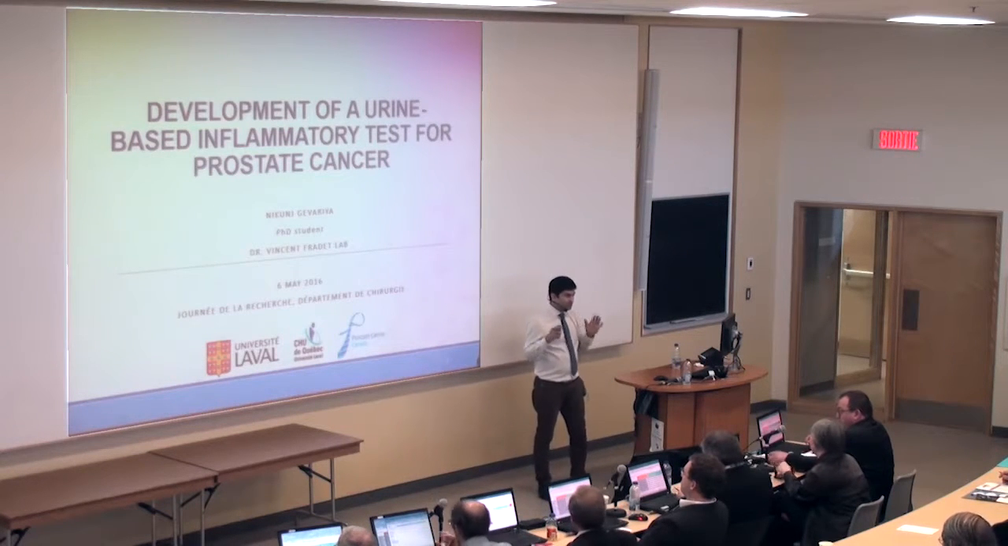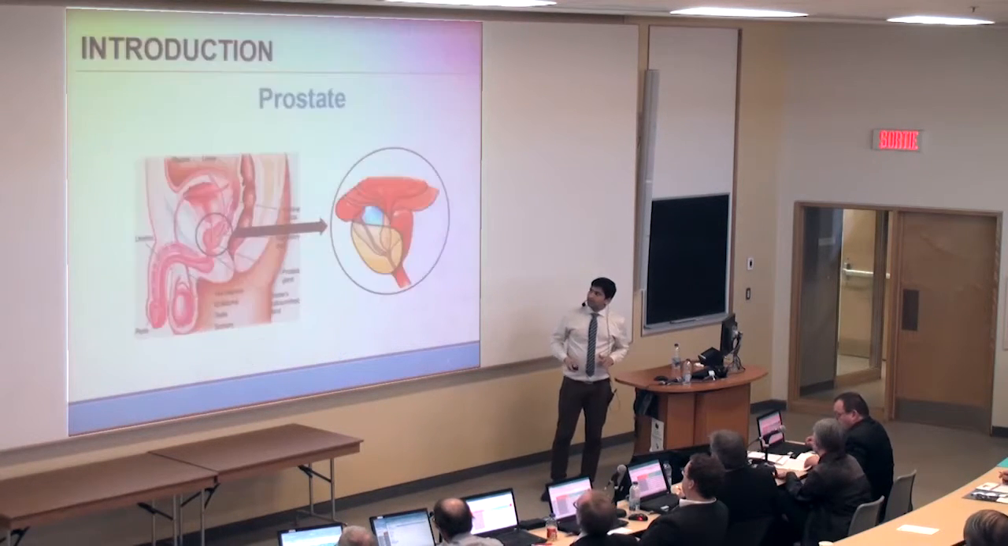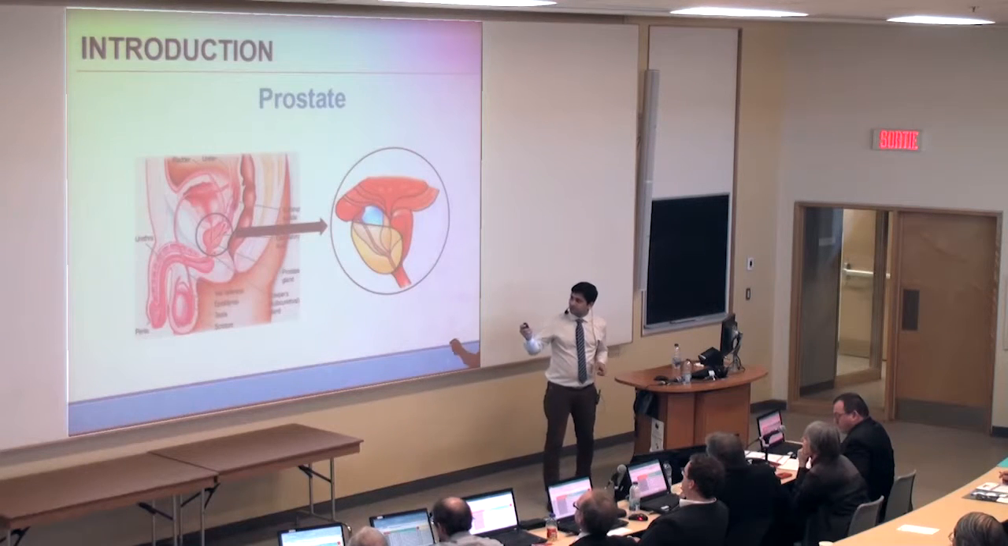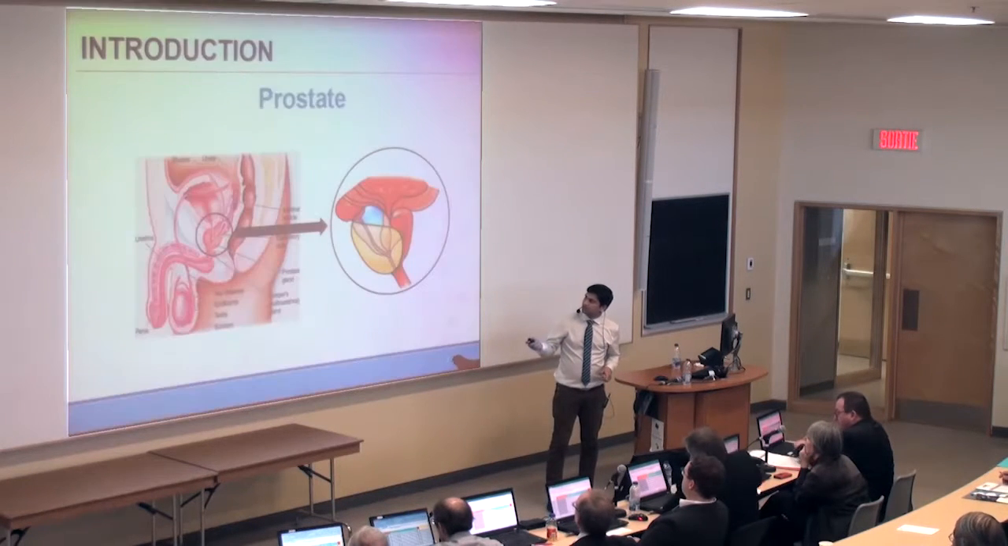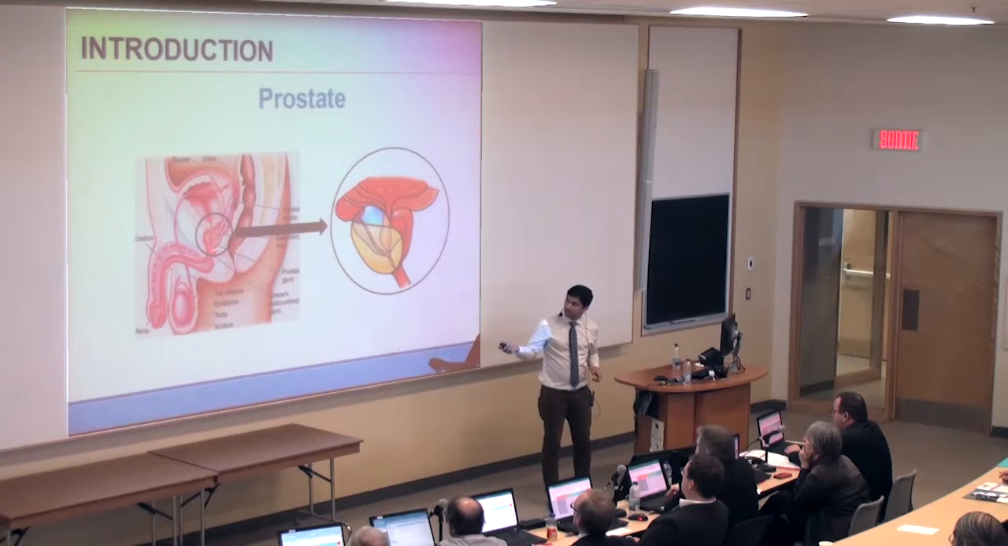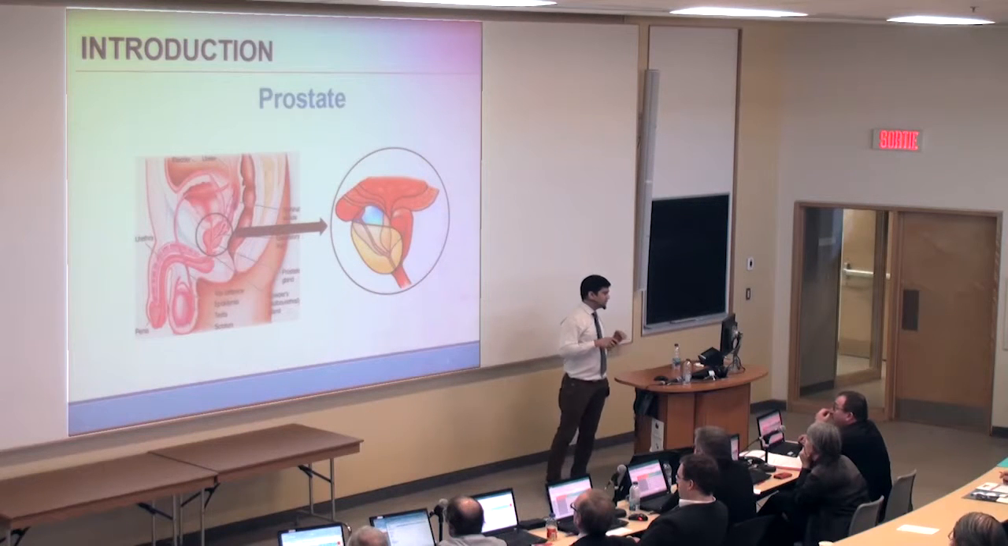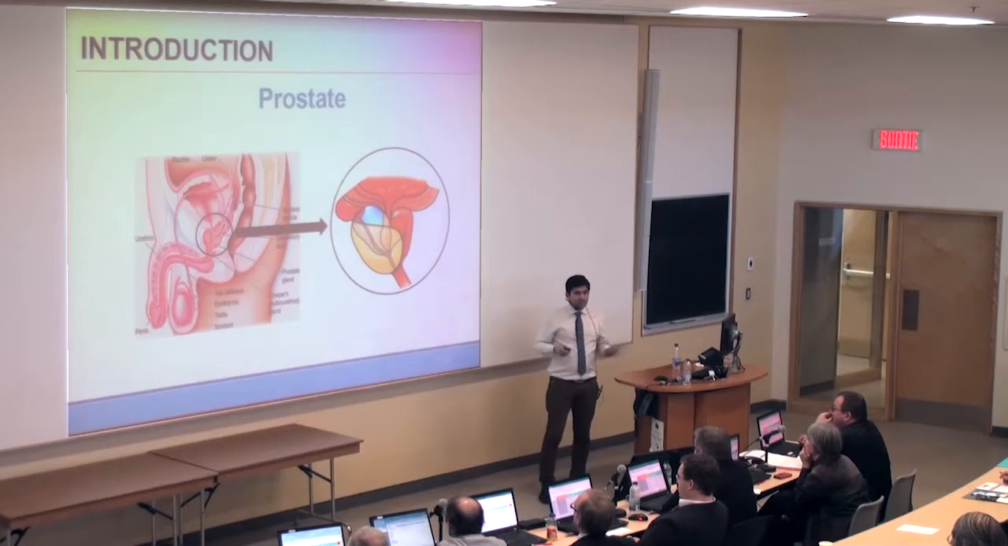Let's look at what the prostate is. The prostate is a gland located just below the bladder, and anterior to the rectal wall, and the urethra just passes through it. It secretes the fluid that helps the sperm to move and migrate. So it's an essential male reproductive gland, but cancer in this gland is a major problem worldwide.